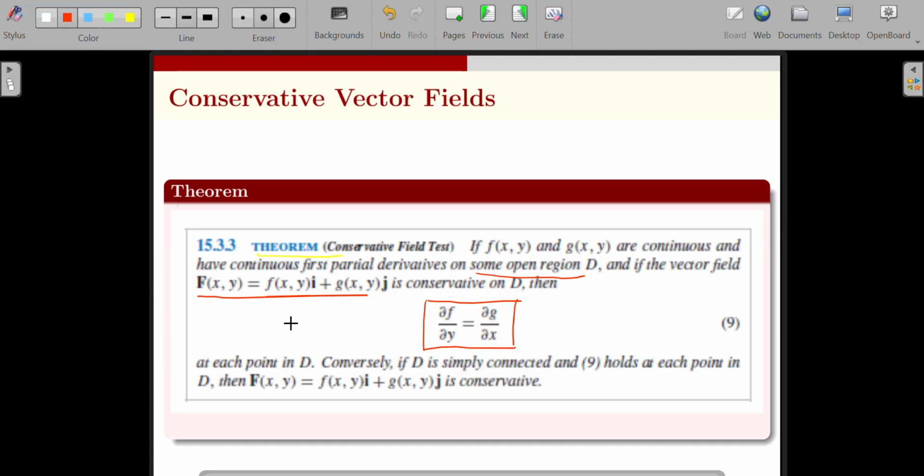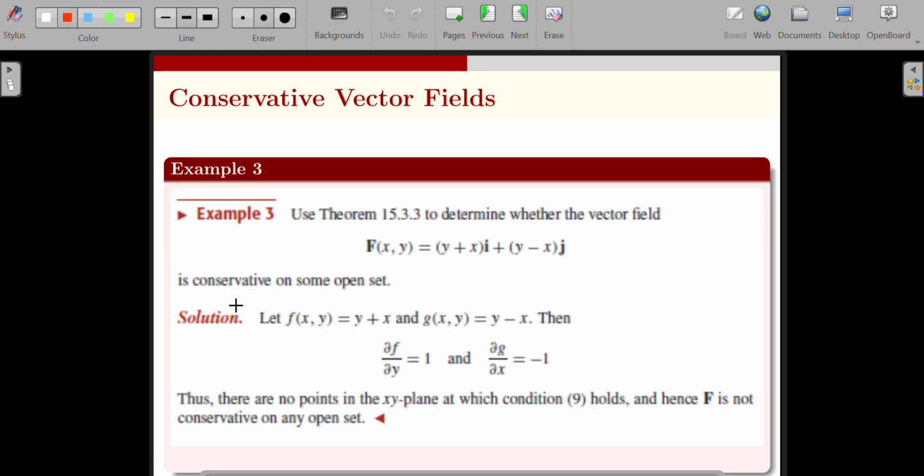It is actually a characterization: when will a vector field be conservative, and what must a conservative field follow? I hope that the theorem is clear to you. Briefly, if F is conservative, then ∂f/∂y is equal to ∂g/∂x, and on the reverse, if the region in which F is defined is simply connected, and if ∂f/∂y is equal to ∂g/∂x, then the corresponding vector field will be a conservative vector field. So that's about this particular theorem.